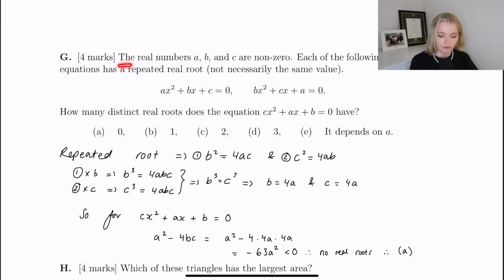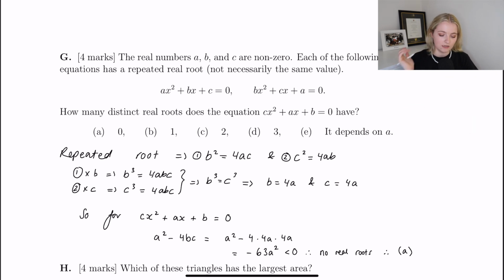So question G says the real numbers A, B and C are non-zero. So we can first say, well, A, B and C do not equal 0, so they're non-zero. And we have that each of the following quadratic equations has a repeated real root, not necessarily the same value, so they have a repeated real root. Now, hopefully, from mathematics, you'll know that if we have a repeated real root, like I've said here, that implies that b squared equals 4ac for the standard quadratic formula. So that's for if we have a quadratic equation where we have ax squared plus bx plus c equals 0. So we'll have that b squared equals 4ac.